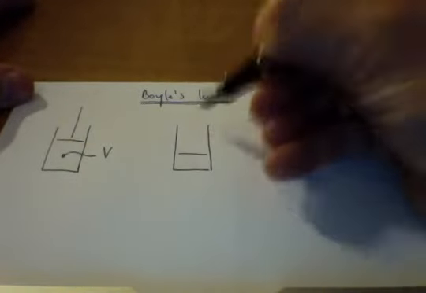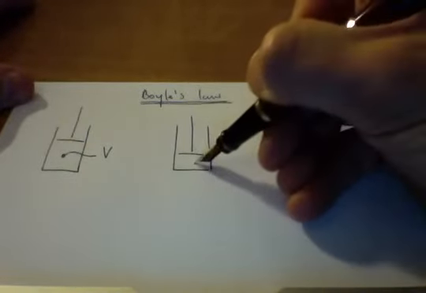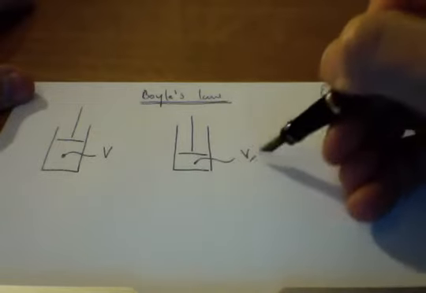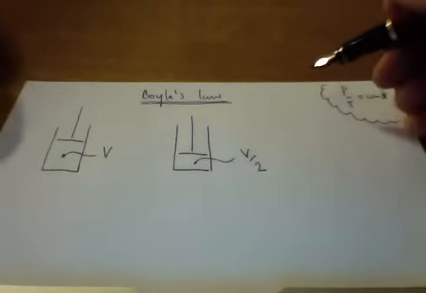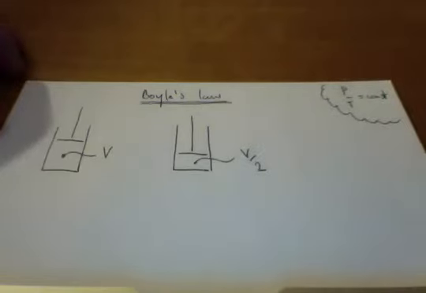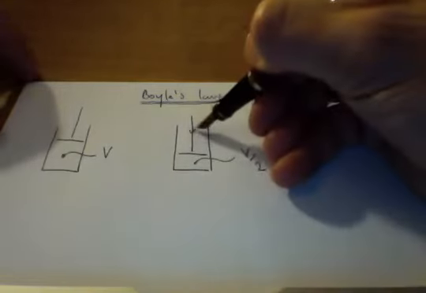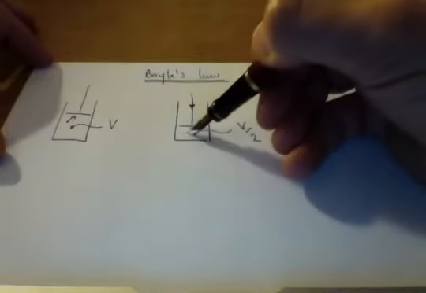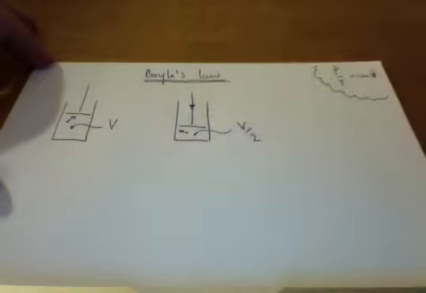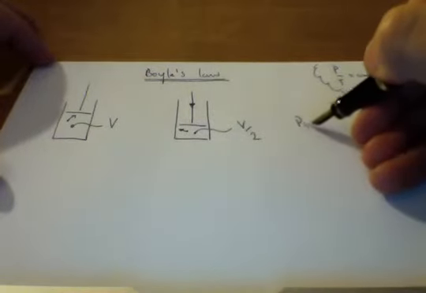Now let's drive that plunger in, so we come out with half the volume that we started with. Now what's going to take place? What's happening inside as we drive that piston in? Well, the particles inside individually are still moving at the same speed.